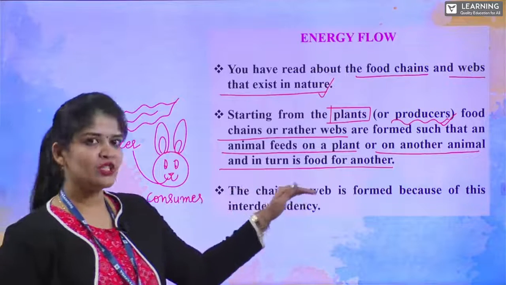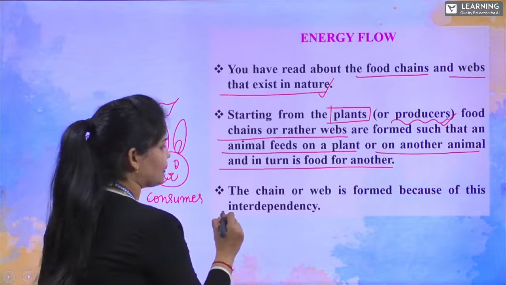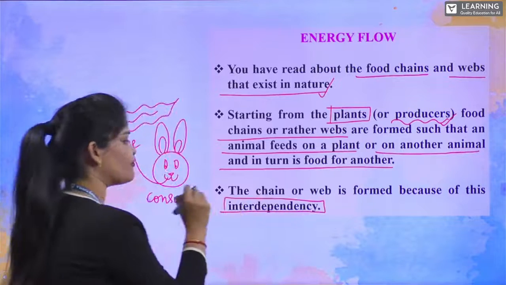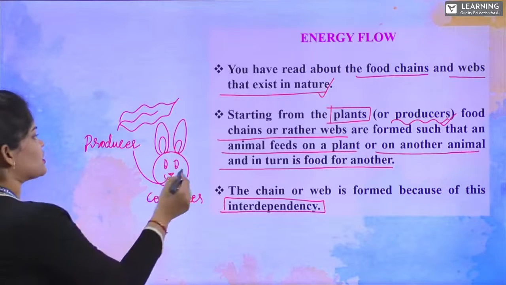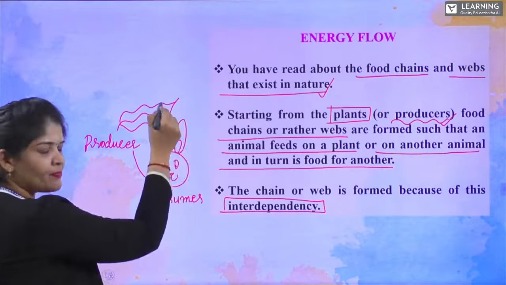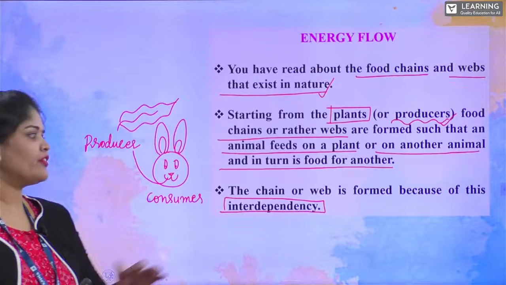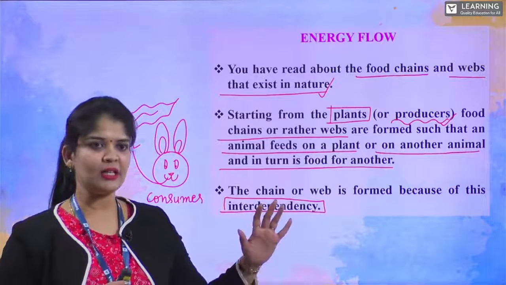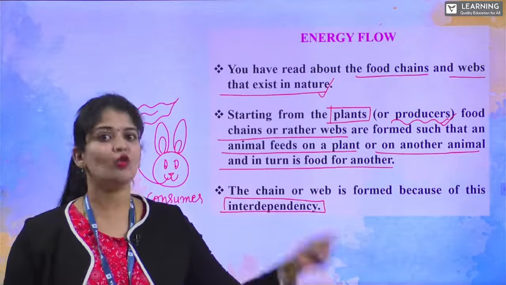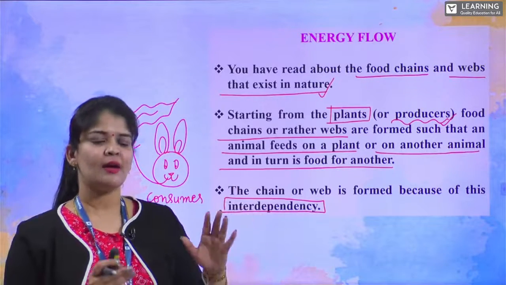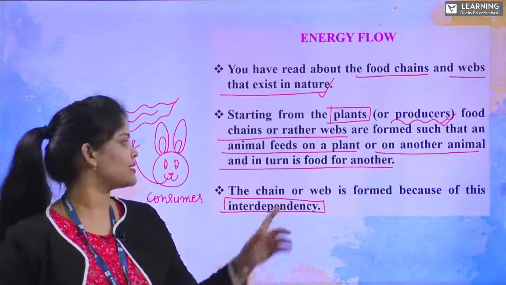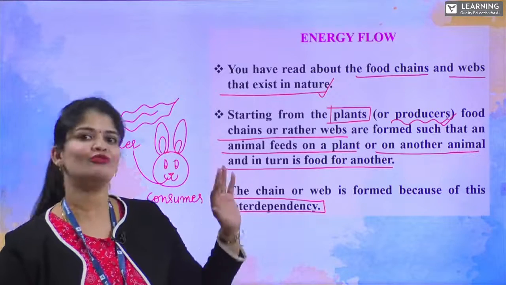This chain or web is formed because of interdependency, because each and every living system depends on another: this animal depends upon the plant system and another animal depends upon this animal. So each and every living organism depends on the lower trophic level. Therefore, we can say that because of this interdependency, there is a formation of food chains and food webs.